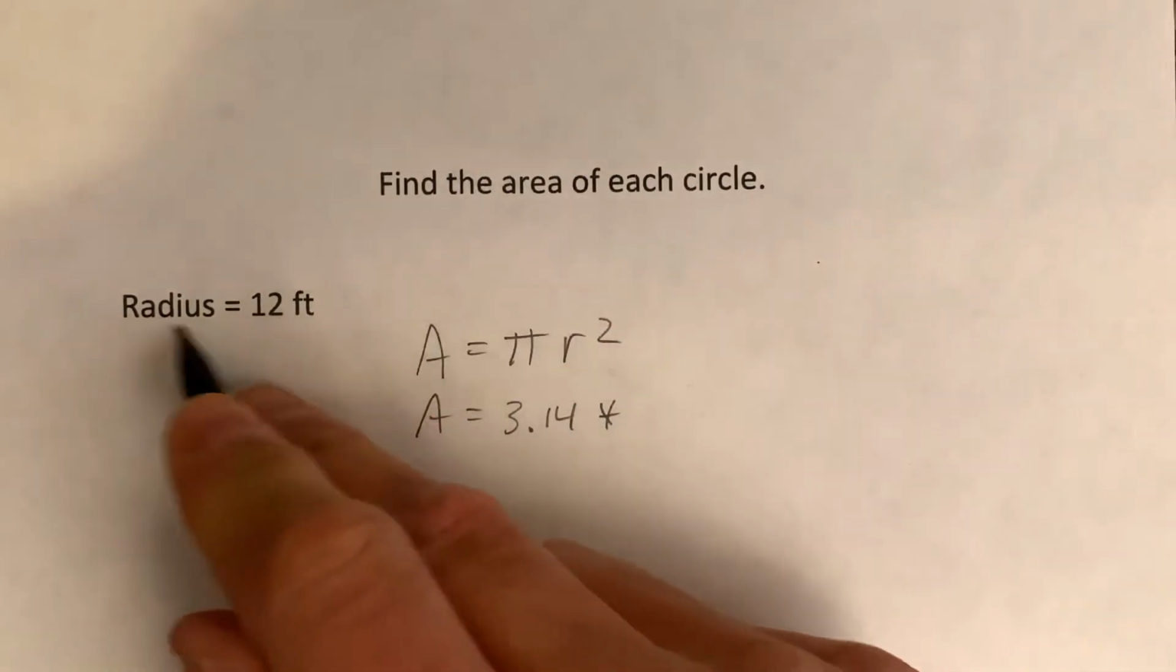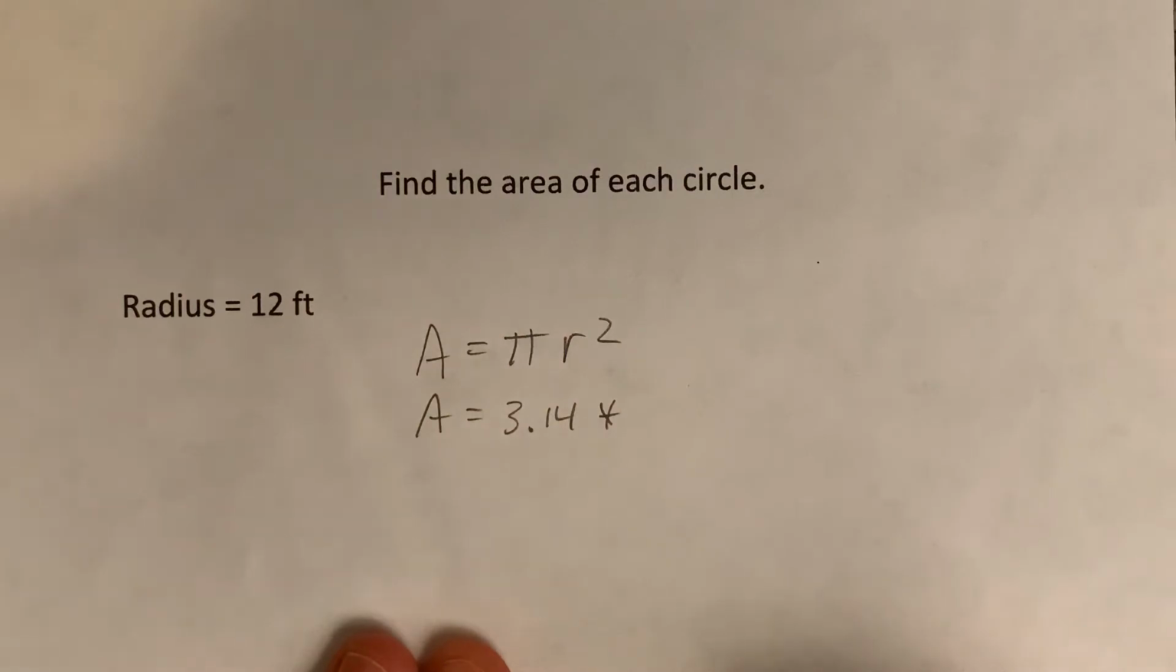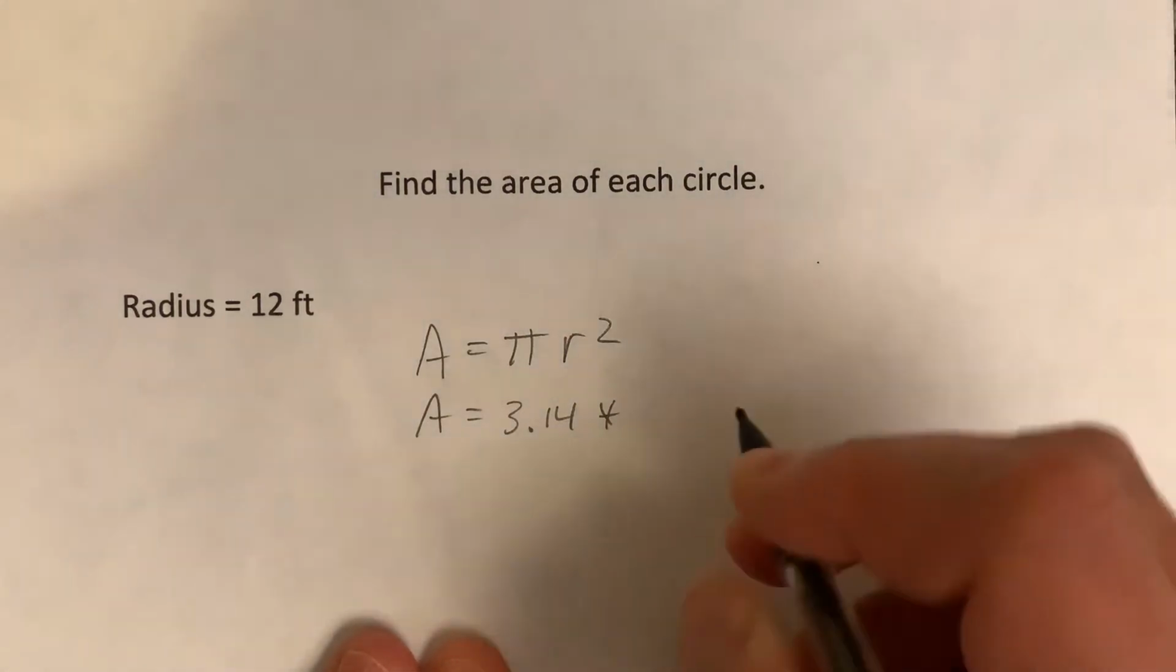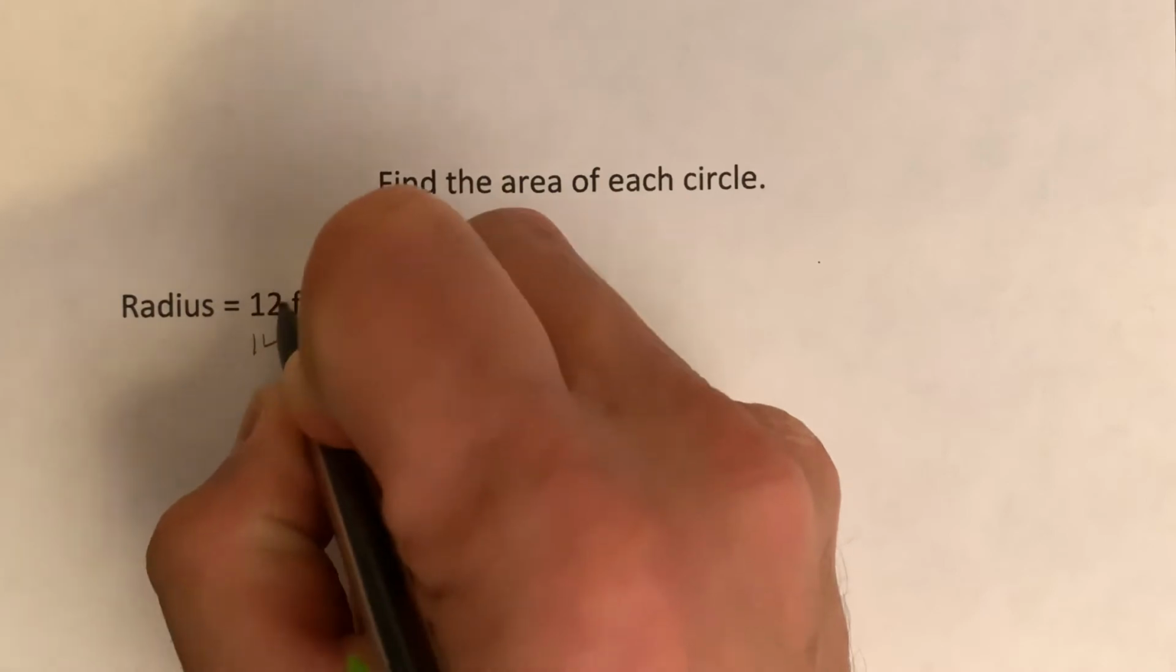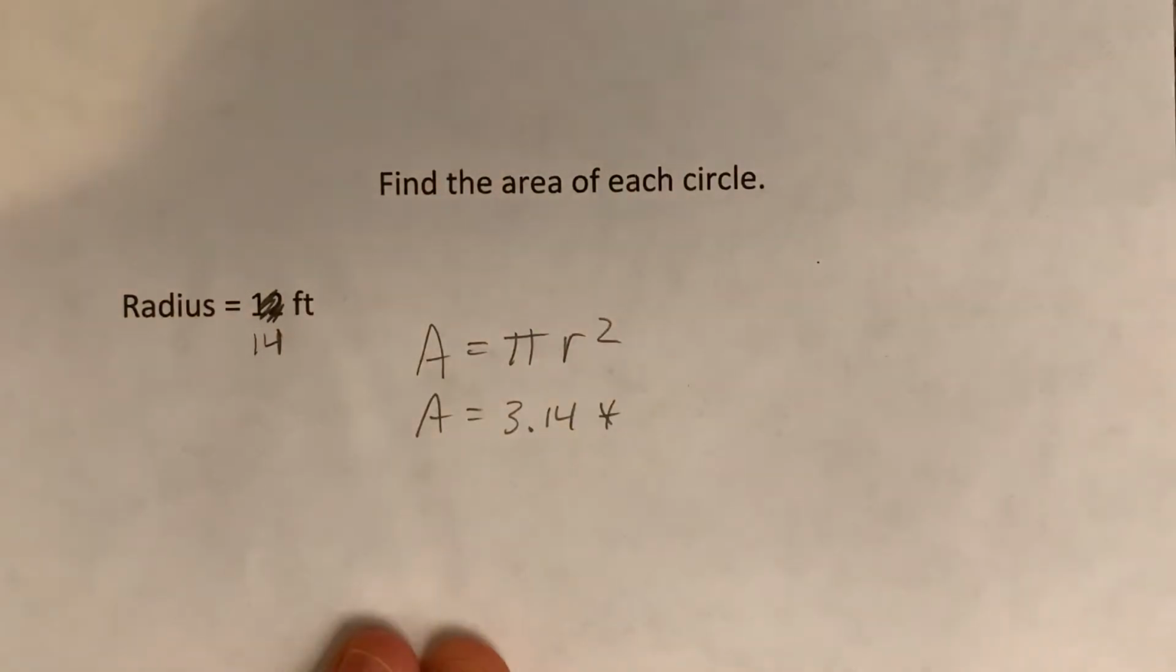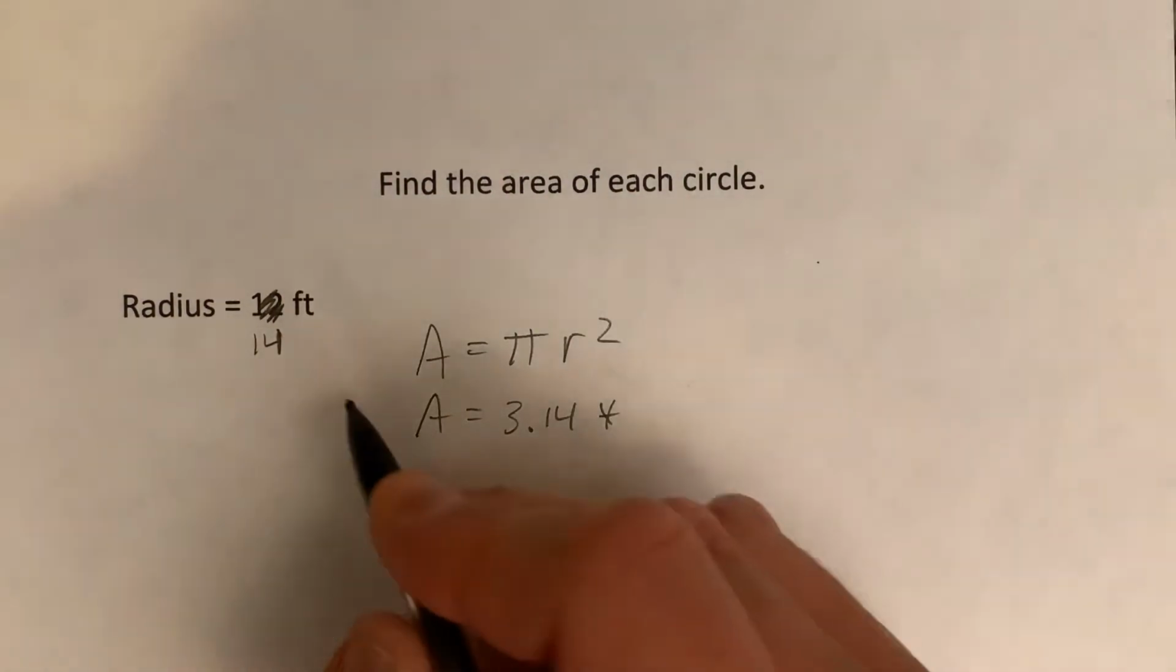The radius is 12. Which I think we just did above, didn't we? I didn't realize it's the same problem. I'm sorry about that. Why don't we change that for the heck of it? Let's just make that 14 feet. Because really it doesn't make sense to do the same problem we just did above. So we'll make it 14 feet.